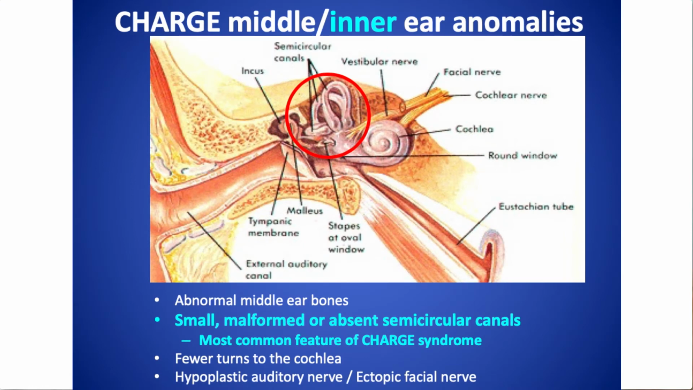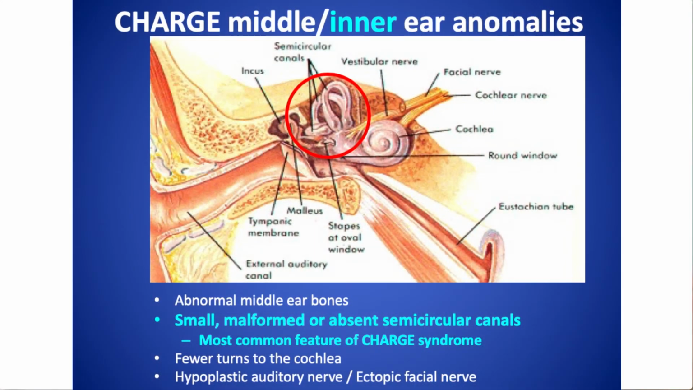When we move to the inner ear, one of the most significant things are the semicircular canals. And those are three fluid-filled loops that constitute the vestibular system, or the balance part of the inner ear. And probably the most common feature of CHARGE syndrome is small, malformed, or absent semicircular canals. You can see this best by MRI, can also be seen by CT scan, but many children don't get imaging of the middle ears, the inner ear. They get imaging of their brain maybe, but not all the way down to their ears. So we often simply don't have that information.